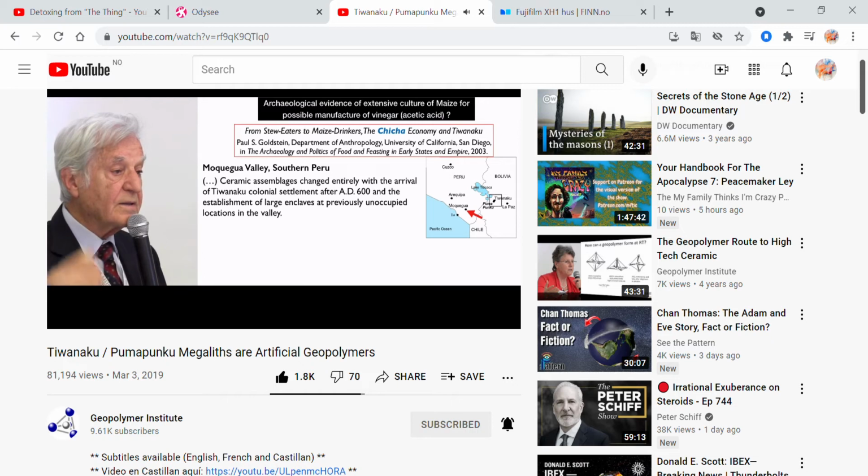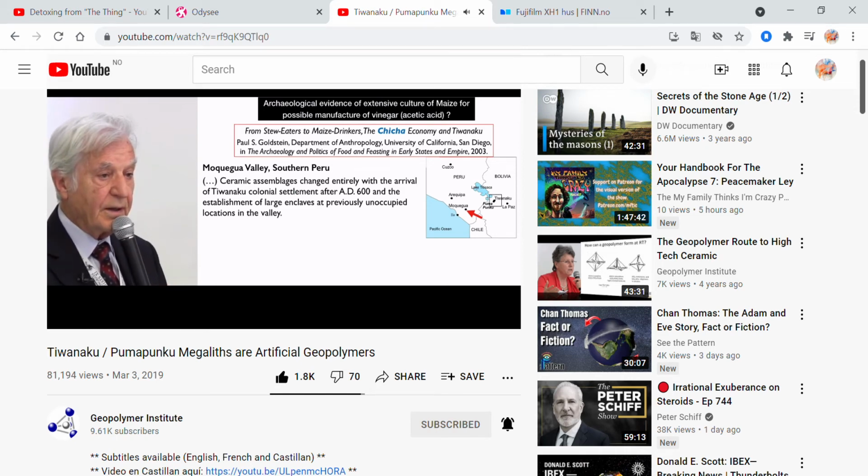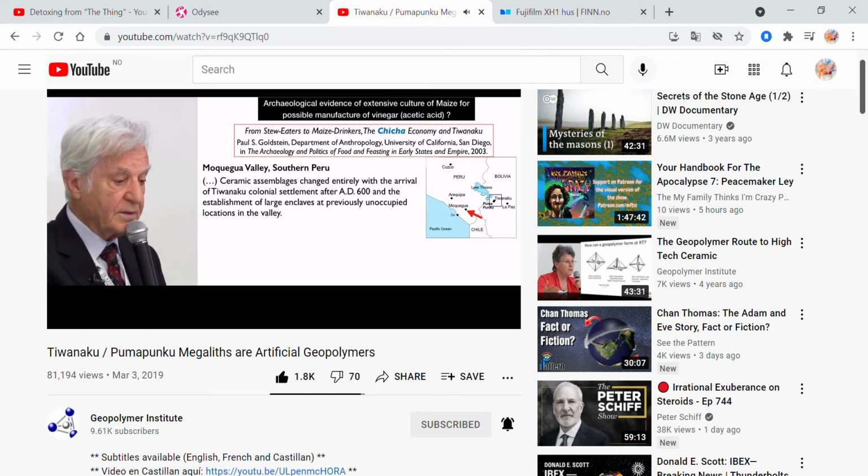The chicha is the very well-known local beverage. Sometimes it contains more or less alcohol in it, but this is essentially also produced from maize. So it is some alcoholic beverage that can be used by their ceremonial activities. So Moquegua Valley, southern Peru. So this is located between the Pacific Ocean and the Tiwanaku site.